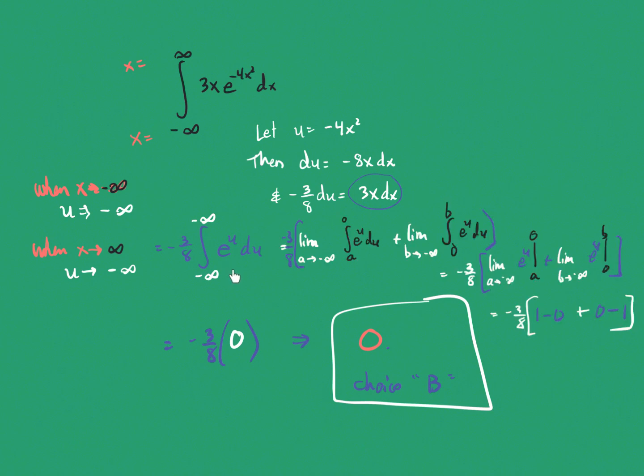And when you do that properly with the limits, we can see very quickly that it's equal to negative 3/8 times 0, or just 0. All right, we're going to stop right there. Choice B.